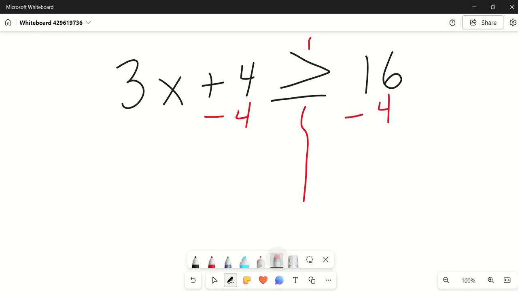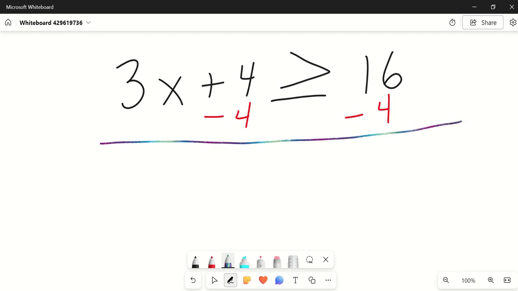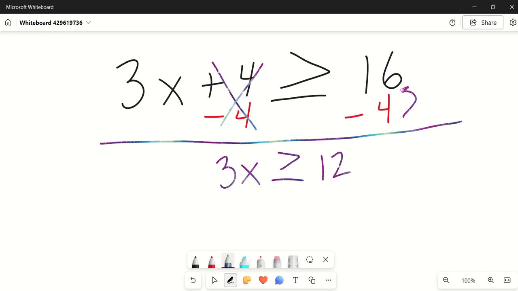Now, this is where a lot of you guys lose points. You have to show your work, so you have to rewrite the inequality. Remember, the 4s get canceled out. So from left to right, ladies and gentlemen, what is my new inequality? From left to right, go. 3x is greater than or equal to 12. Remember, I have to subtract the 4 from the 16. So my new inequality is written down as 3x is greater than or equal to 12.